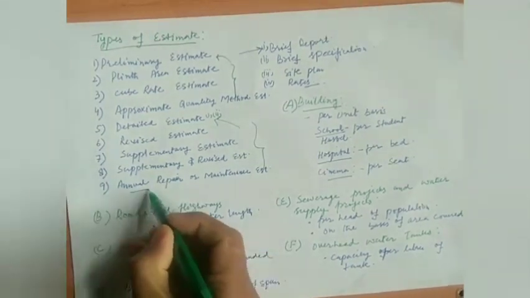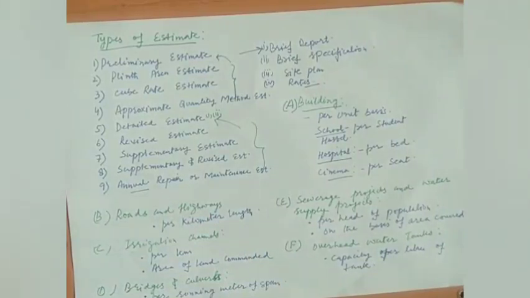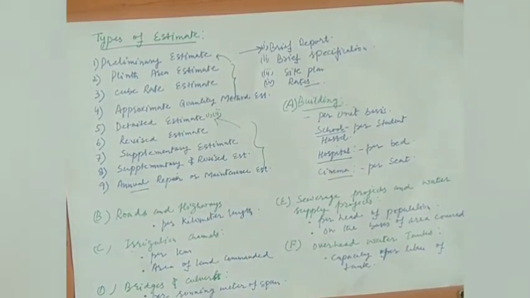Now the last one is the annual repair or the maintenance estimate. This type of estimate is prepared for maintaining the structure or any kind of work that has been constructed, for its proper functioning, and to keep it safe. For a building, this includes work such as washing, painting, and minor repairs.